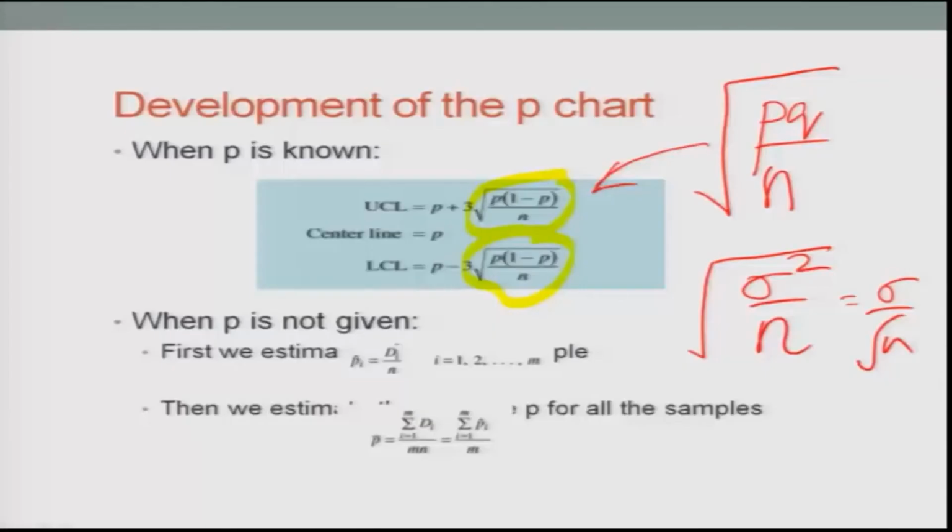So, when p is not given, we first try to find out the best estimate of p, which is given by p hat, which technically would be the ratio of d to the sample size. And once we find different such estimates, we need to find out the average. So, that average of p hat, or p bar, would be utilized for all our calculations correspondingly.